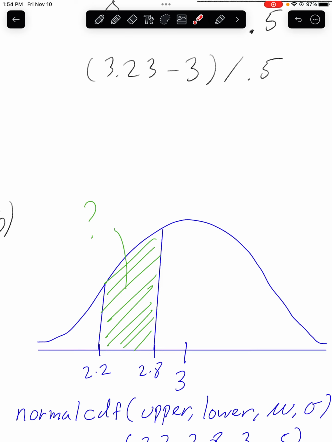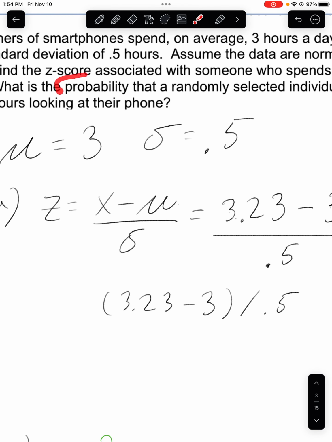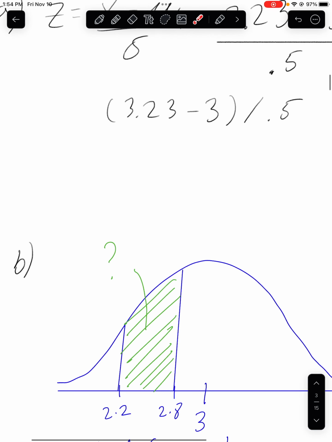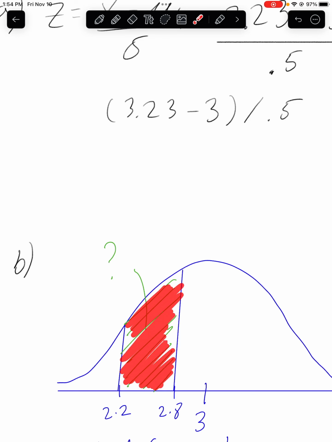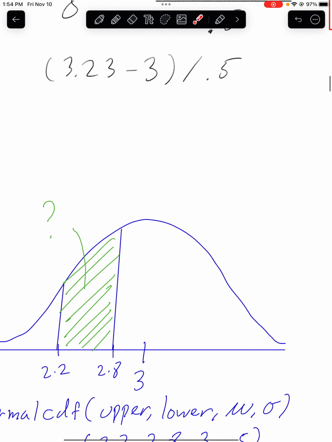When we find a probability using normal distributions, because it's asking for a probability, what we're looking for is essentially the area on the normal distribution between these two values, 2.2 and 2.8. In order to do that, we're going to use our TI-84 calculator, and we're going to use what's called the normal CDF function.